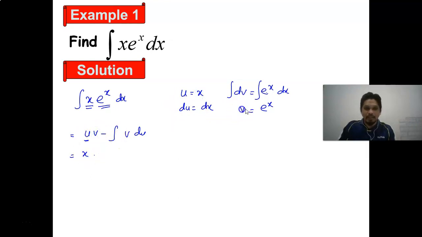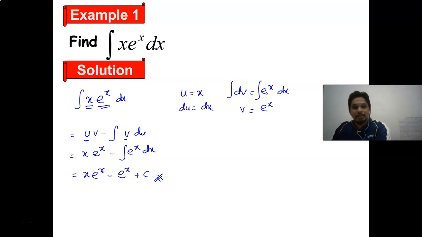v equal to e to the power of x, since the integral of e to the power of x is e to the power of x, and du equal to dx. Okay, so we have u, du, dv, and also v. What we need to do now is substitute all of these into the formula, and it comes out with x e to the x minus the integral of e to the power of x dx, which again is e to the power of x plus c.